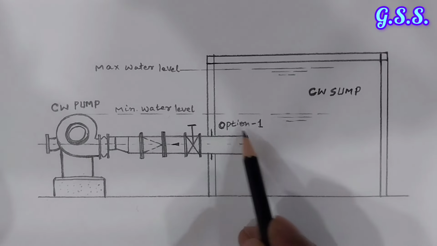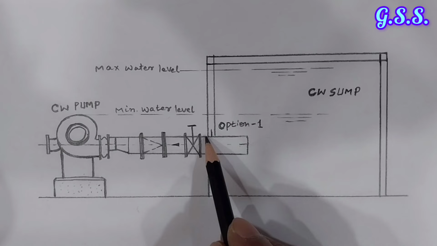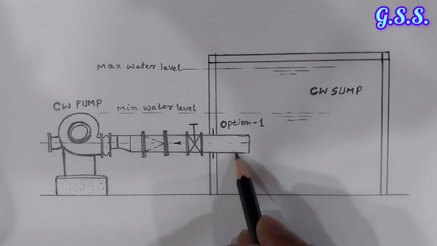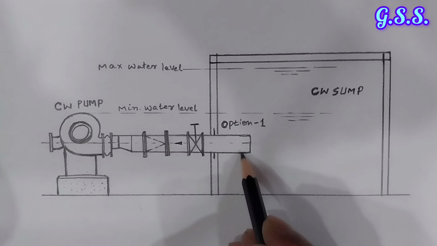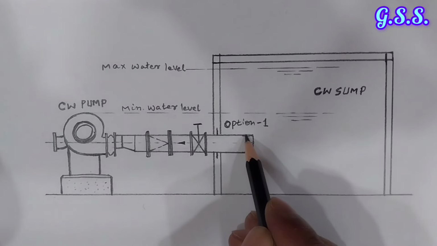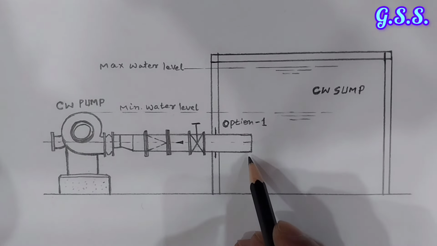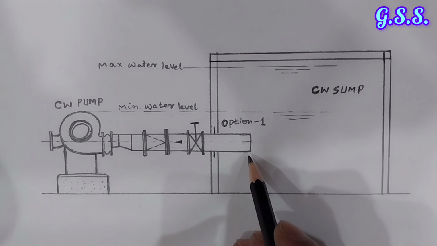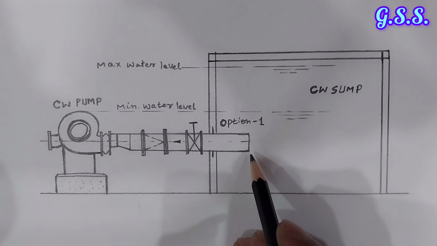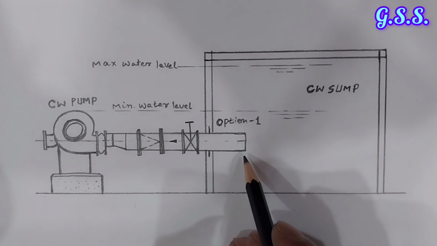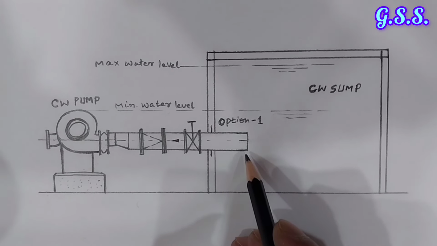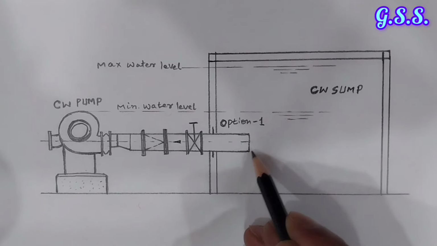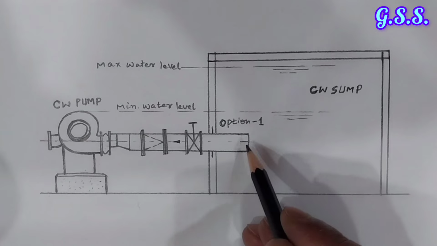So option 1, the first option of puddle, is a straight puddle. This type of straight puddle can be used up to 6-inch or 8-inch line. But when the suction line is more than 10-inch or 12-inch, then there will be a chance of vortex formation. In that case, we should provide a vortex breaker at the inlet of this suction puddle in this area.